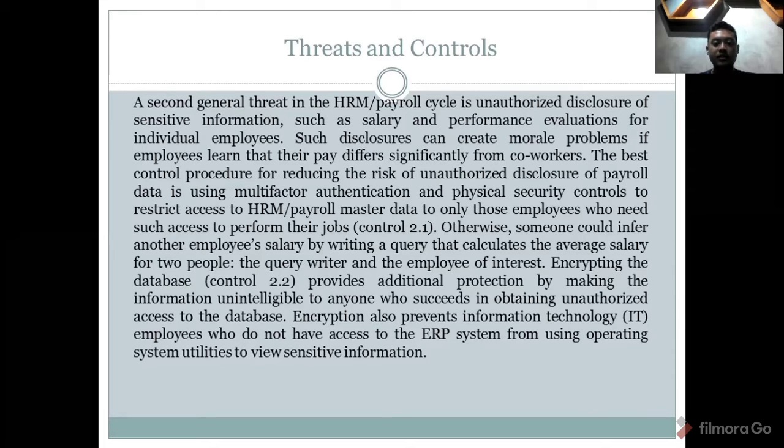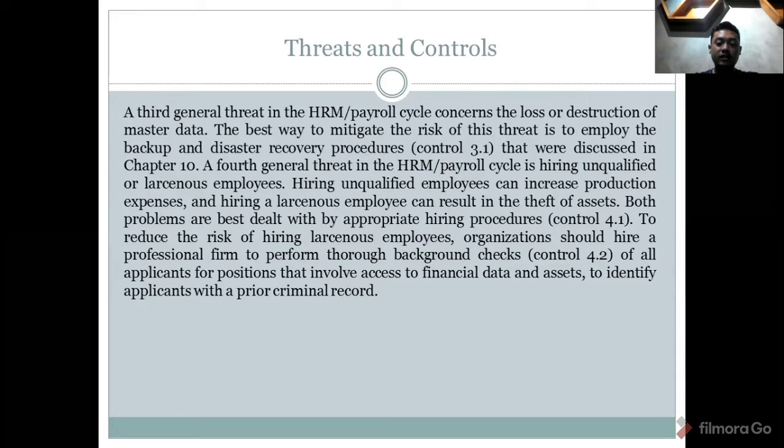A second general threat in the human resource management or payroll cycle is unauthorized disclosure of sensitive information, such as salary and performance evaluations for individual employees. A third general threat in the human resource management and payroll cycle concerns the loss or destruction of master data. So the best way to mitigate the risk of this threat is to employ the backup and disaster recovery procedures that were discussed in chapter 10.